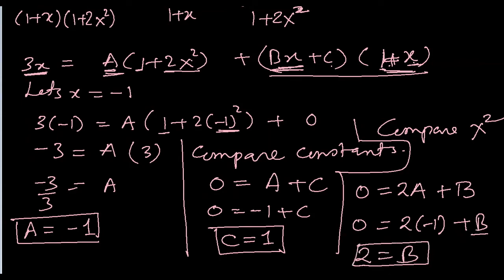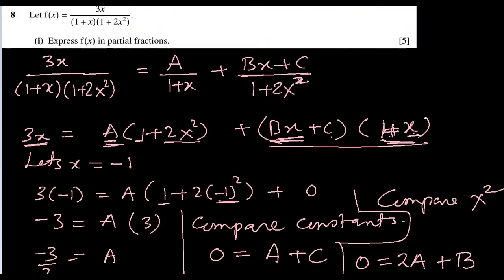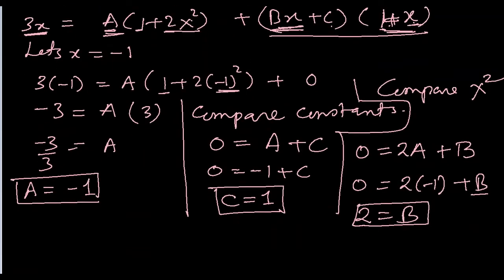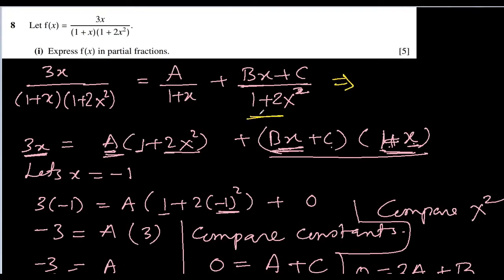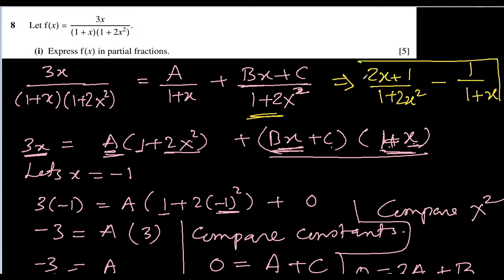So we have a, b, c, all of them with us now. So we can write our final answer. For simplicity's sake, I'm writing here. Since a is negative one, I will write it later. B is positive, 2, and c is 1. So I'll write this one first: 2x plus 1 over 1 plus 2x squared, minus 1 over 1 plus x. Because a was negative, I wrote it this way. This is the partial fraction.